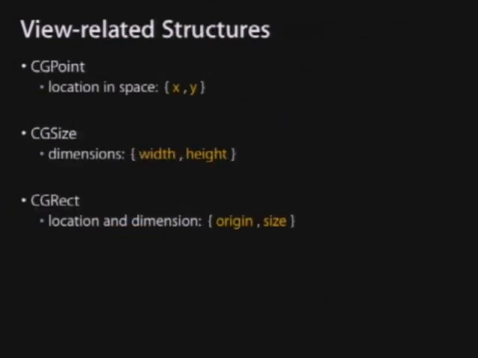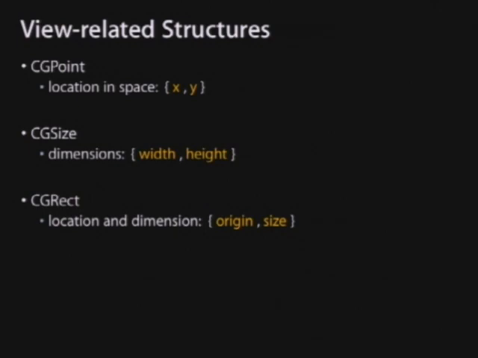So now let's talk about some actual drawing code. There's a few different structures here that we need to know about: CGPoint, CGSize, and CGRect. Now CGPoint, the parameters in a CGPoint are x and y, so that specifies location. CGSize specifies width and height. All of these are floating point values, by the way.